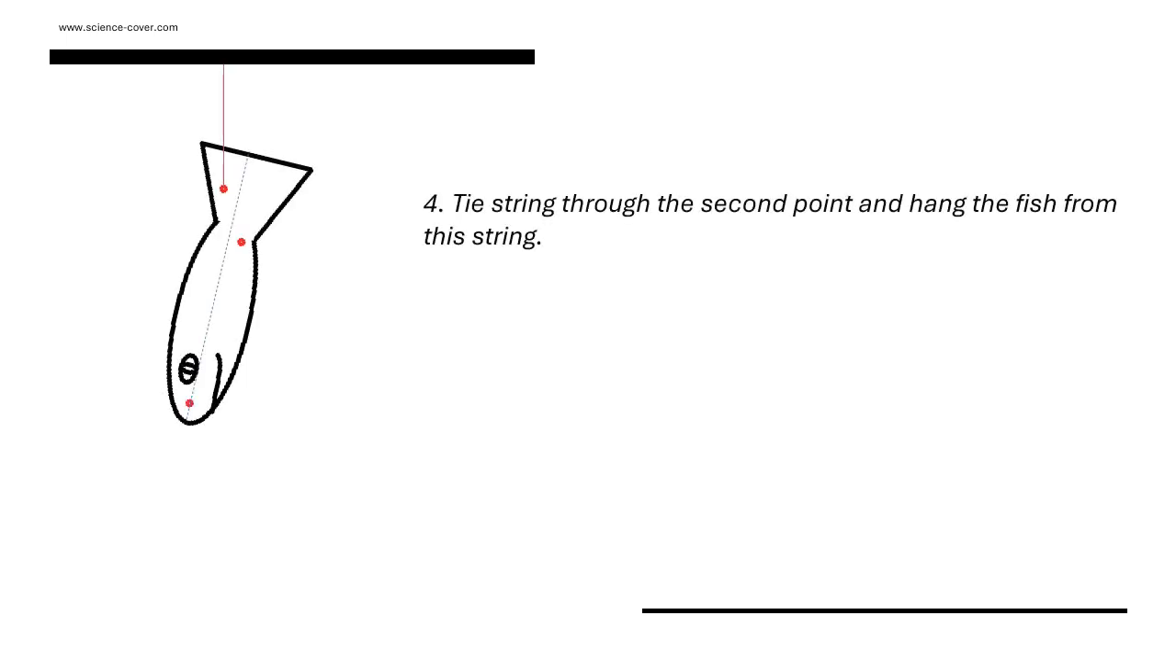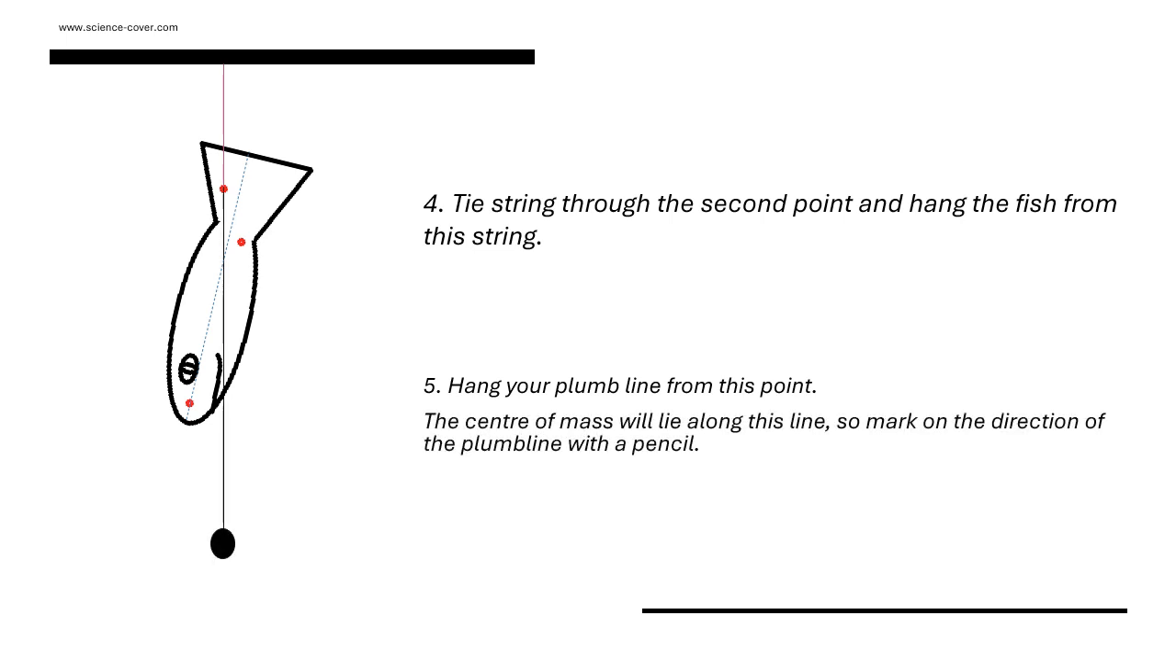Next, tie the string through a second point and hang the fish from this string. Hang your plumb line from the point, and again the centre of mass will lie along this line, so mark on the direction of the plumb line with a pencil. We now have 2 lines and can see where they cross. This gives us the location for the centre of mass. But we can check the centre of mass using our third hole.